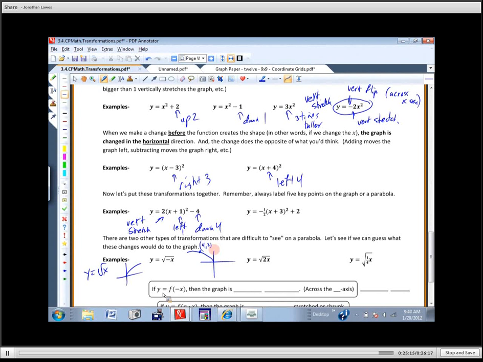Okay, so if we plug in a negative x, if we multiply the x by the negative, okay, the graph is horizontally flipped. Okay? So if it's horizontally flipped, what axis does it get flipped across? It's across the y-axis. Okay, that's a little counterintuitive. That doesn't quite make sense. Okay? Notice again, that's a horizontal change. Okay?